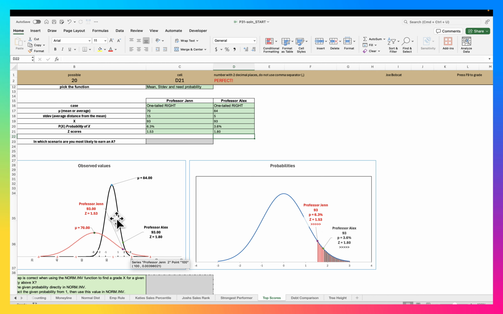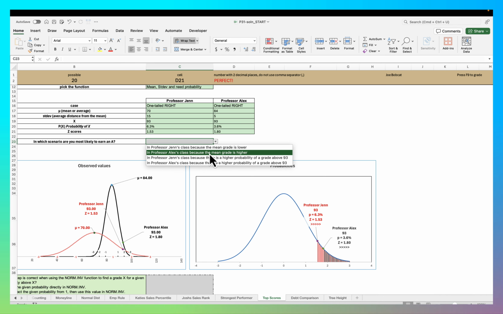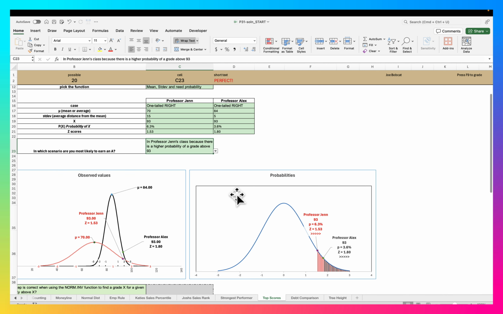So you can see that when you're trying to do comparisons, it's awfully nice to put the comparisons on the same graph, but to get them on the same scale, we have to make the x-axis of this graph the actual z-scores, whereas over here the x-axis was the raw numbers. So in which scenario are you most likely to earn an A? In Jen's class, because there's a higher probability of a grade above 93.